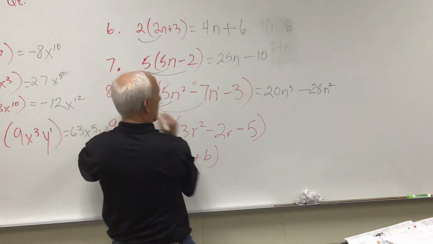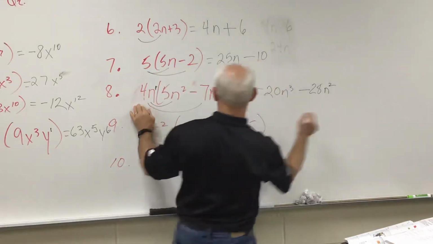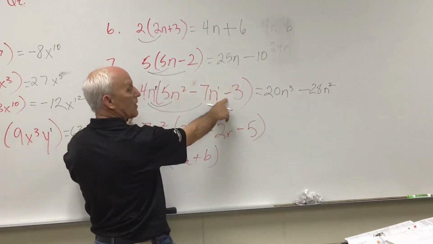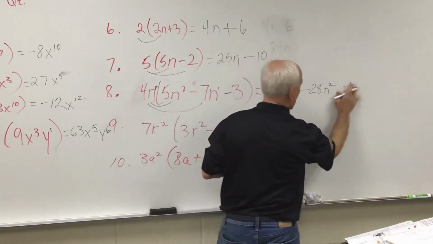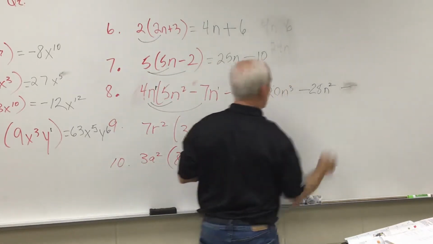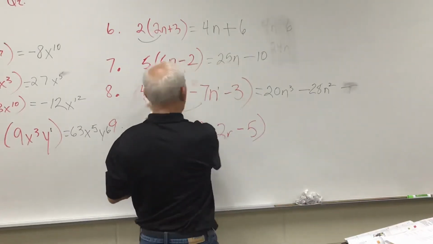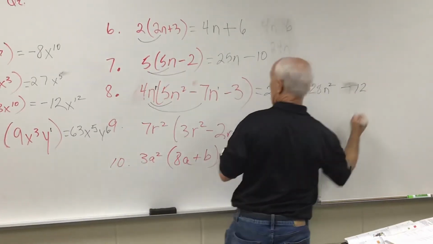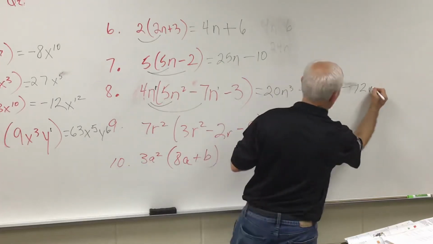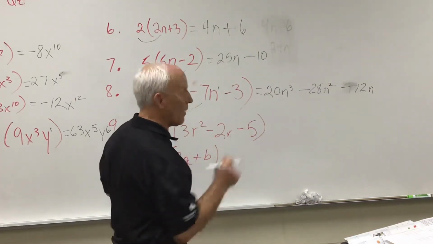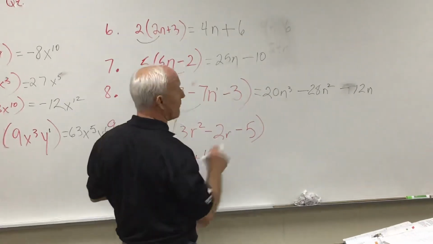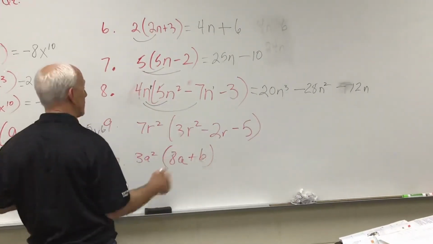Now, 4n to the first, operational sign, don't do this, wrong. Let's do the correct integer rule. 4 times 3 is 12, and n by itself stays there. Do we have to put the 1 on it if it appears that way? No, I would prefer you just leave it 12n, not 12n to the first.